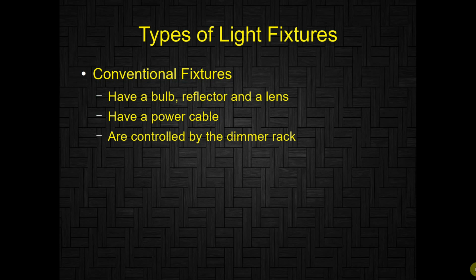So just like home, you would have a dimmer switch on the wall that would adjust the brightness of that lamp. On the stage, we have a dimmer rack that has multiple dimmers in it that's actually going to control all the different conventional fixtures that we have. And each of those conventional fixtures only uses one DMX channel. We're basically controlling intensity, which is the brightness of the light, adjusting the dimmer up and down to decide how bright the light is going to be on the stage.